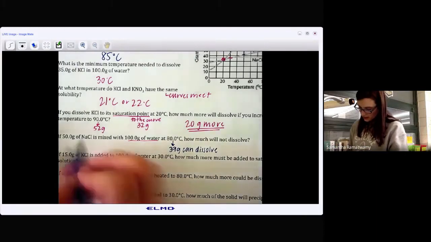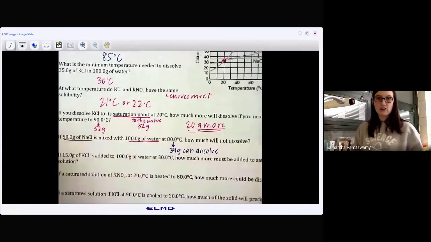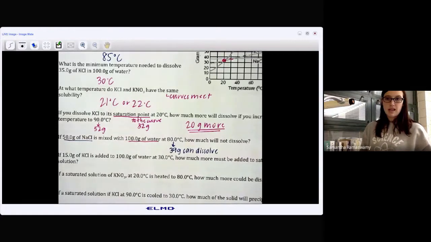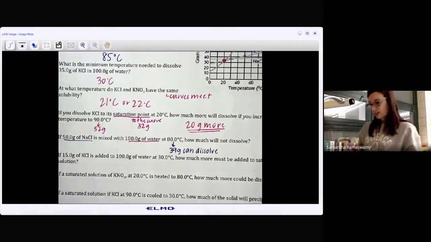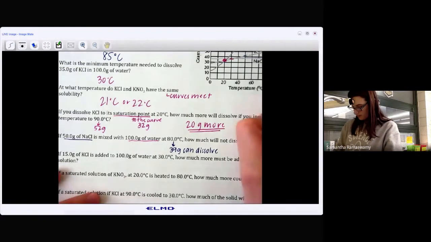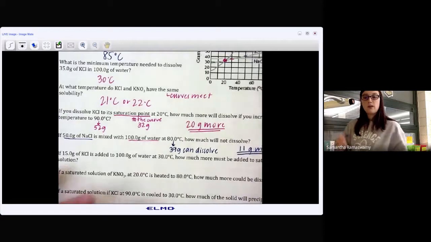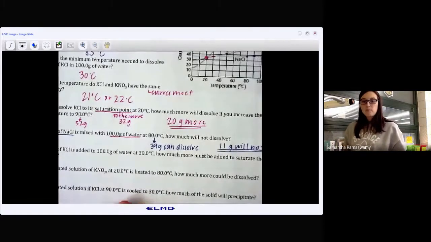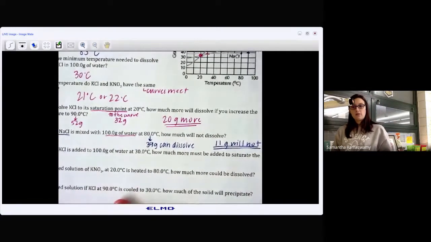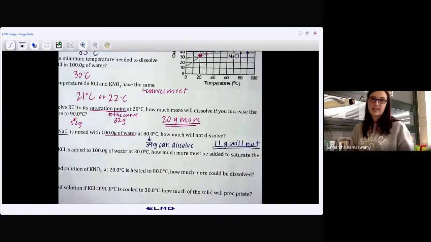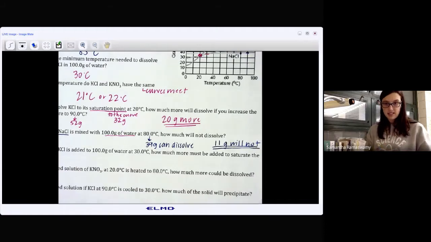So over here it says if 50 grams of NaCl is added, how much will not dissolve? So if we have 50 grams, only 39 can dissolve. 11 grams will not. All right, just subtract. So now, if this is what the curve says and this is what we're doing, figure out the difference.